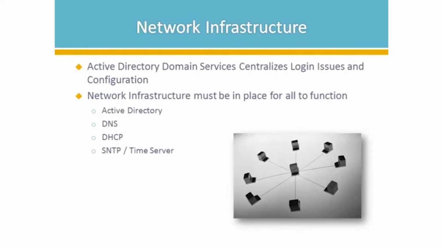Let's start with network infrastructure. Network infrastructure means everything that has to be running service-wise in your network before Exchange will even begin to survive. Now, when I say begin to survive, we can't even install it without the proper network infrastructure. So in its simplest form, what you need is Active Directory Domain Services, and of course the infrastructure that supports Active Directory, which is DNS, DHCP, and some form of time sync.